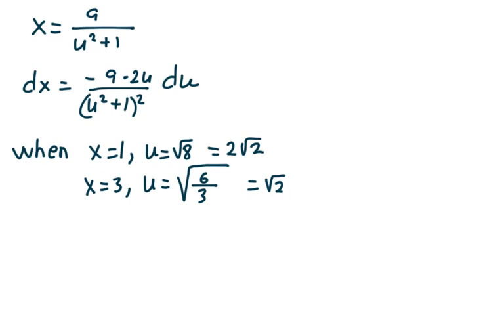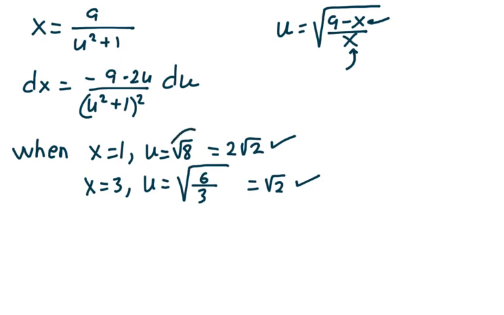When x is 1, u is the square root of 8, which is equal to 2 square root of 2. When x is 3, u is equal to the square root of 6 over 3, which is equal to the square root of 2. So, by the way, let's remind ourselves, u is the square root of 9 minus x over x. So I'm replacing x with 1. And when I do that, I get 9 minus 1 over 1, which is 8. And that's where I'm getting the square root of 8 from. But when I simplify it, I get 2 square root of 2.